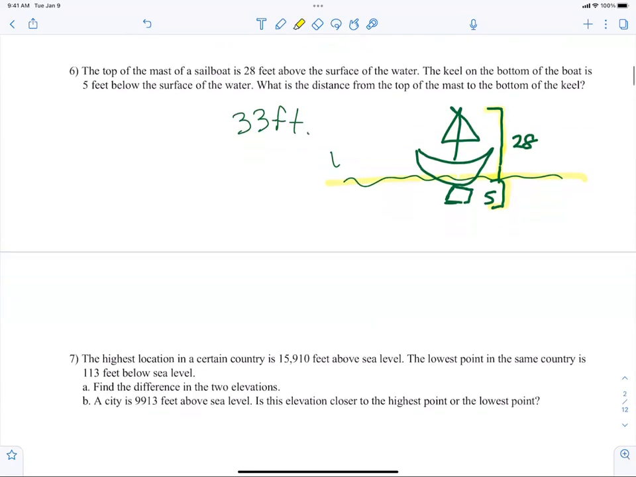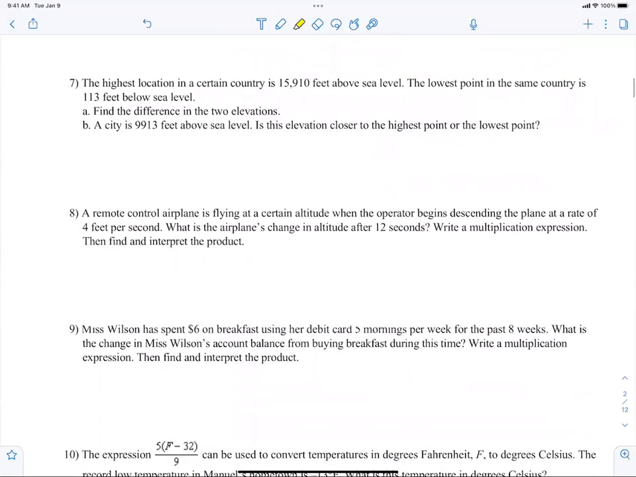All right, let's knock out number 7. The highest location in a certain country is 15,910 feet above sea level. The lowest point in the same country is 113 feet below sea level. Find the difference between the two elevations. All right, so tell me, what's the difference? 15,923 feet. How did you get that?